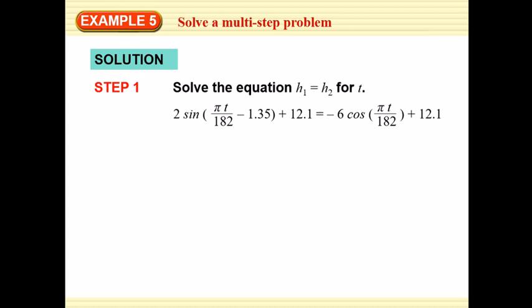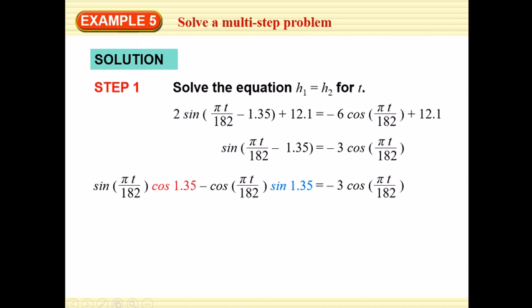So right off the bat, I'm noticing that I've got a plus 12.1 in both of the equations, so I'm thinking we can go ahead and subtract 12.1. And then, in addition, I have a 2 and a -6, so I'm going to divide each side by a positive 2, which results in this step right here in that second line.